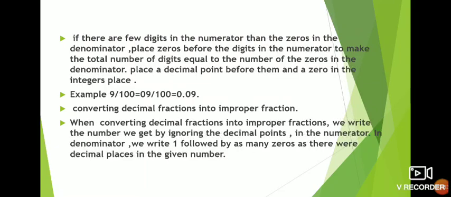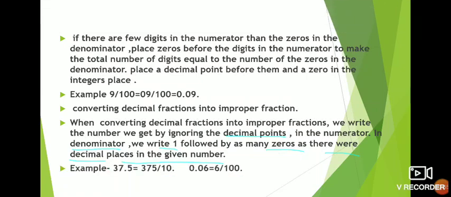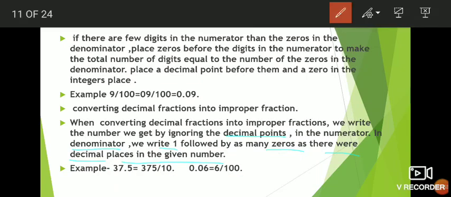This is very easy. See, when converting decimal fraction into the improper fraction, we write the number we get by ignoring the decimal point in the numerator, and in the denominator we write 1 followed by as many zeros as there are decimal places in the given number. Means what? By example we will see. See here, 37.5 is given. Now after decimal point, how many digits are there, students? Yes, only 1 digit is there, no?